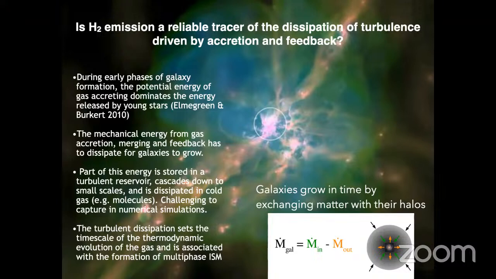We think that part of this mechanical energy cascades down to small scales. So underlying this talk is this idea of a turbulent energy cascade from the large scale of input of energy to the very small scales where energy is dissipating. And H2 is key there because at small scale, at the scale of viscous dissipation, H2 is actually a natural coolant.